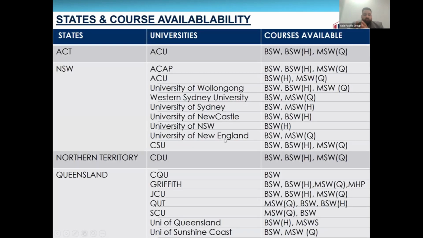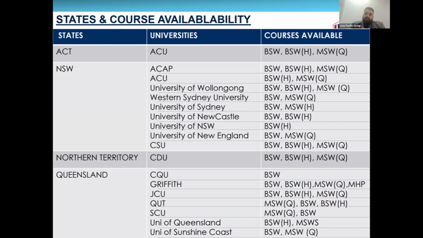I do not want to discuss prices today, because I want to highlight more about the universities which have these courses available. All the states across Australia have these courses available, from bachelor's all the way to master's qualifying. I don't know who is joining from which state in Australia, but this course is available in the nearby universities wherever you are. In the ACT, ACU offers the Bachelor of Social Work, Bachelor of Social Work Honors, and then Master of Social Work Qualifying.